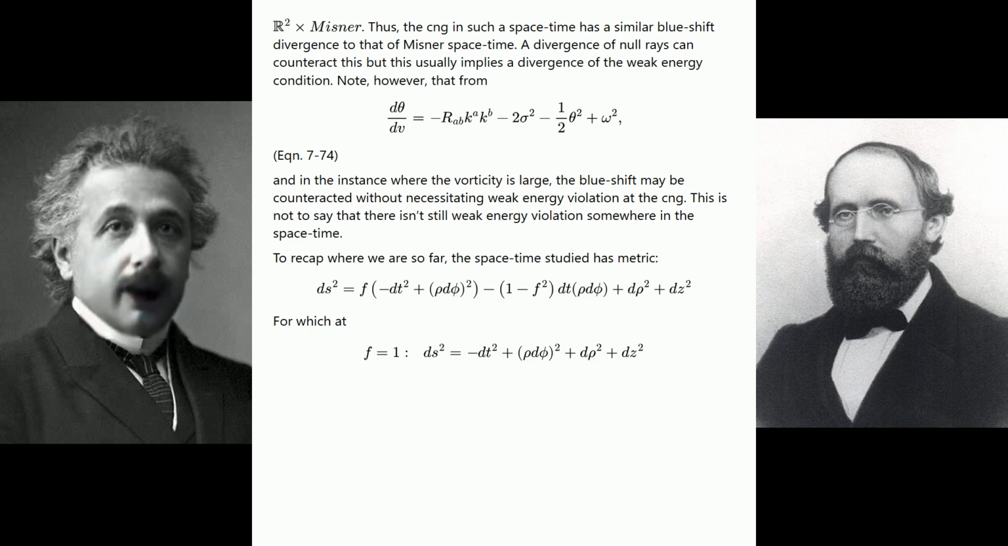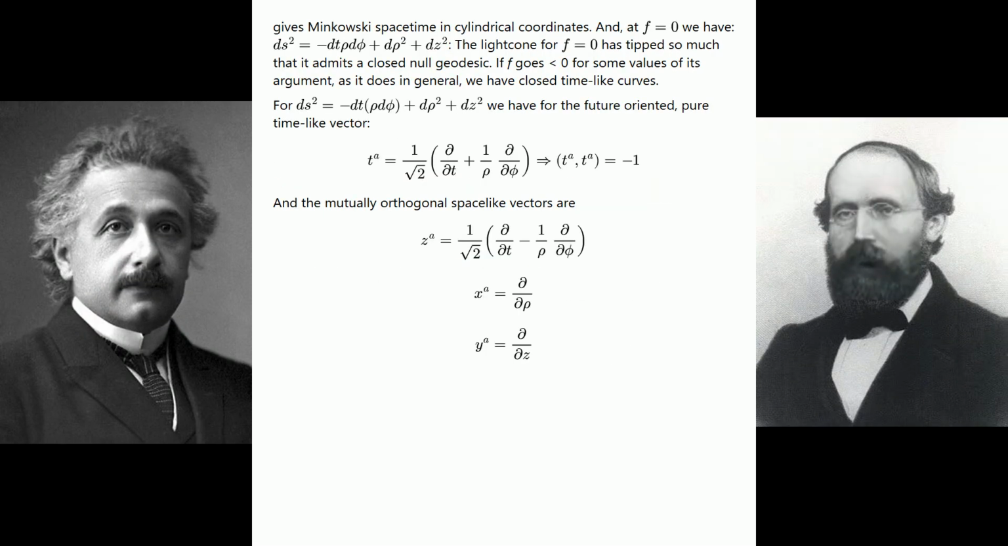To recap where we are so far, the spacetime studied has metric, see the next equation, for which at, see the equation shown, gives Minkowski spacetime in cylindrical coordinates. And, at f equals 0 we have ds squared equals negative dt rho d phi plus d rho squared plus dz squared. The light cone for f equals 0 has tipped so much that it admits a closed null geodesic. If f goes to 0 for some values of its argument, as it does in general, we have closed timelike curves.